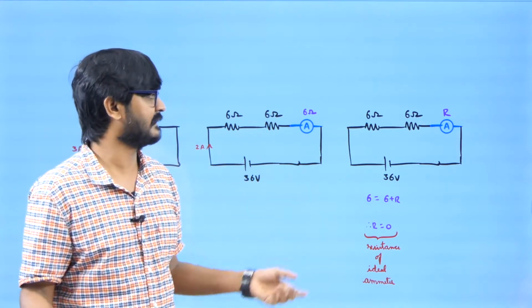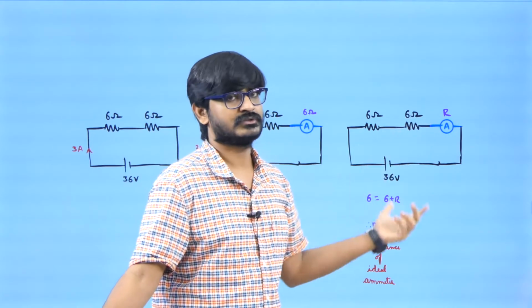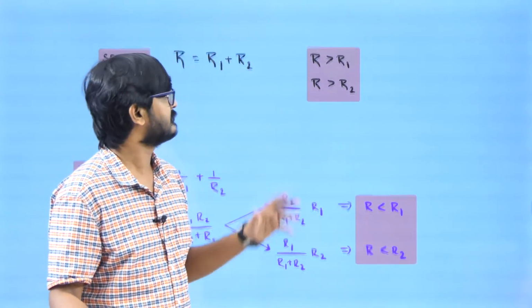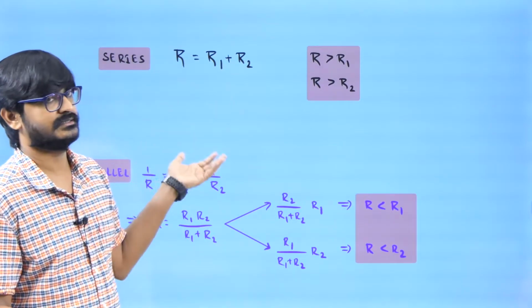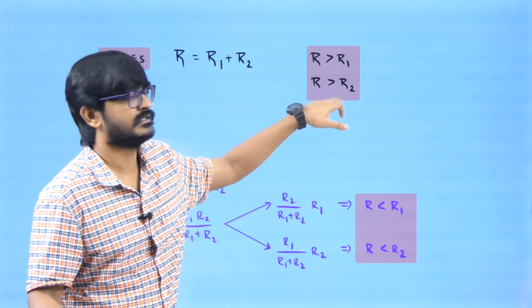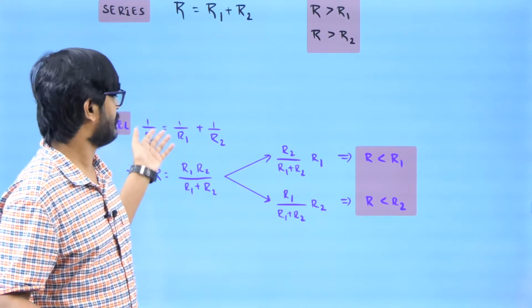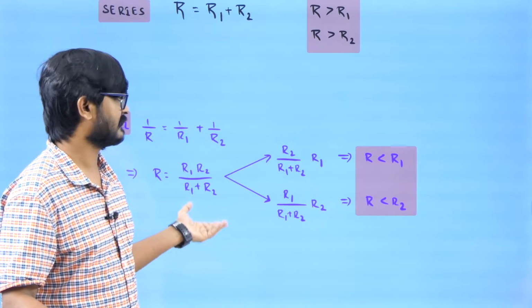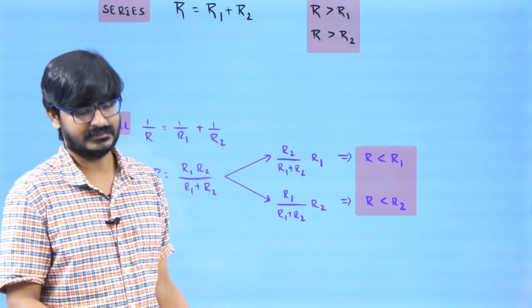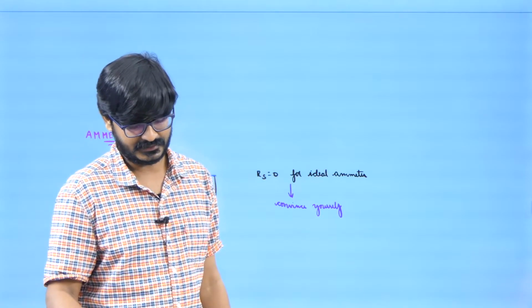The other way of visualizing it is that the ammeter must not oppose anything. So it must behave like a short circuit, right? Now anyway, you people must already know this. If two resistors are in series, then the equivalent resistance is R1 plus R2. From here I can conclude the equivalent resistance is greater than the individual values. If they are in parallel, then R equals R1 R2 by R1 plus R2. I can easily conclude the equivalent resistance is less than both the resistors. Now we will be exploiting it here.